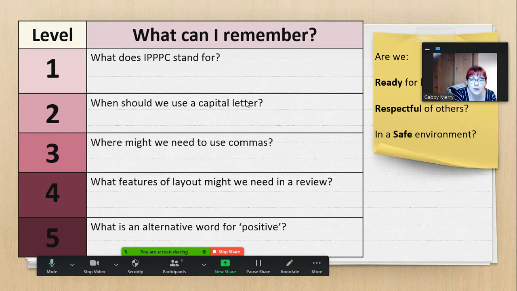When we talk about question 4, features of layout, other than your IPPPC structure, there are a few added extras that we would expect to see in your writing. These include a heading at the top of the page to tell us what you are going to be talking about. And at the other end of your text, we would also expect to see the name of the writer, so the author, usually just the first name for online safety purposes.